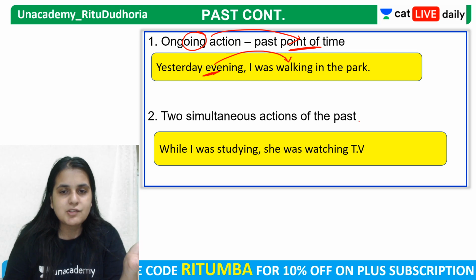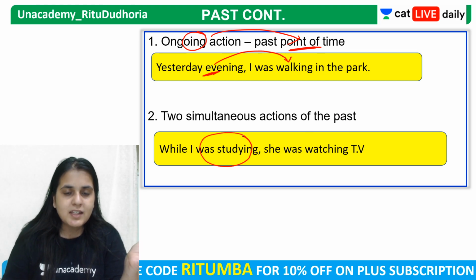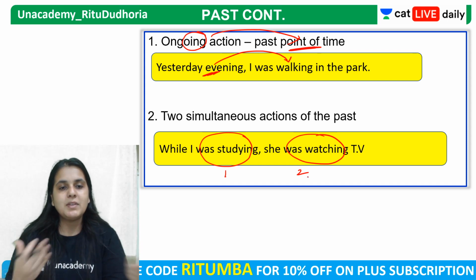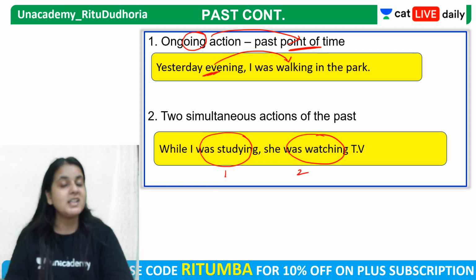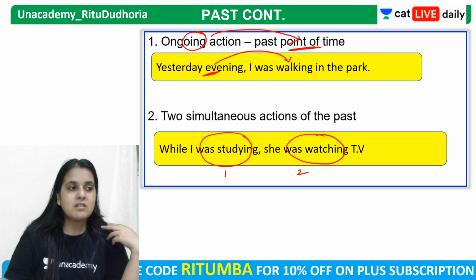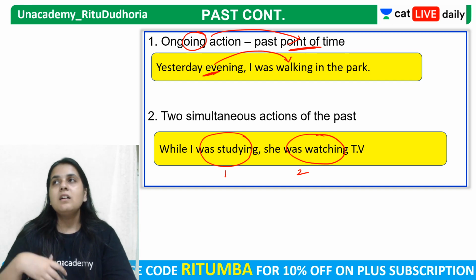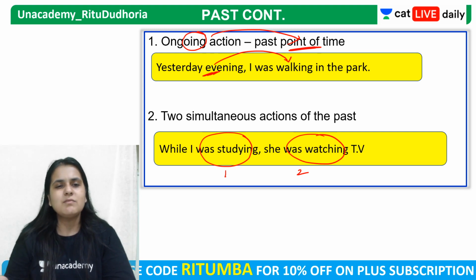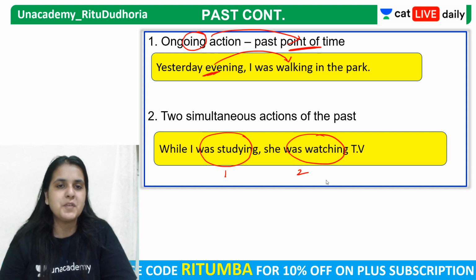Two simultaneous actions of the past. I was studying. She was watching TV. Two actions happening at the same time. While I was cooking, he was eating. While I was swimming in the pond, she was taking a walk in the park. Any two simultaneous actions of the past.